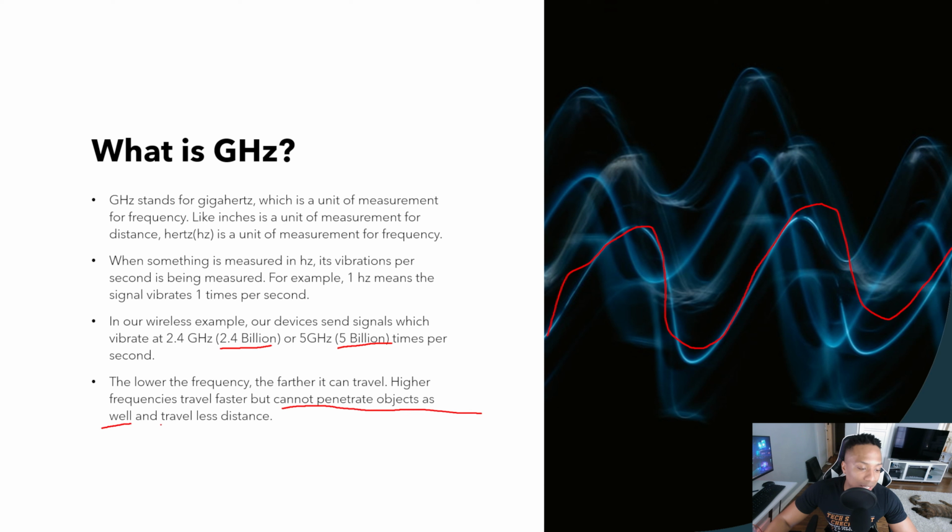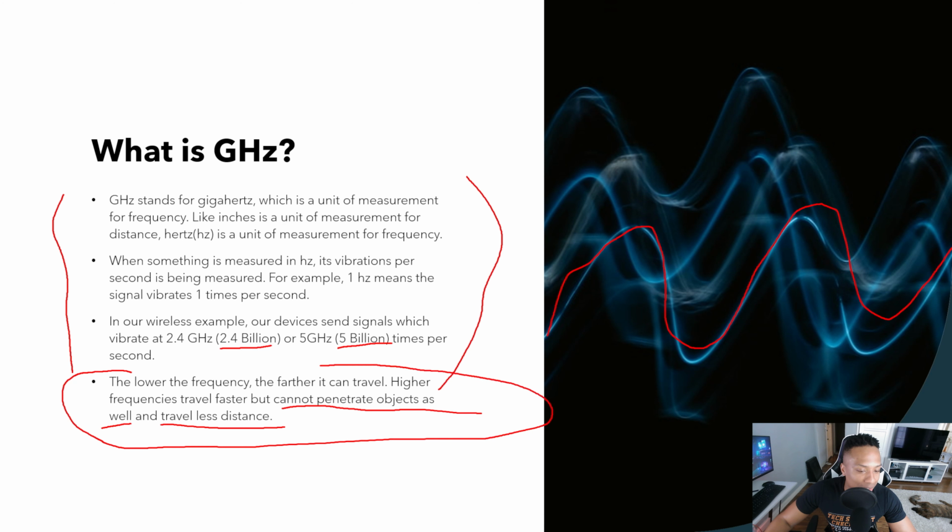So they travel less distance and they cannot penetrate objects as well. We will go over this when we talk about the different wireless standards. Just keep that in mind for now. That will be very important. This right here, I just want to explain so nobody's confused about what hertz or gigahertz is. But this part right here is going to be important, so try to keep that in mind.